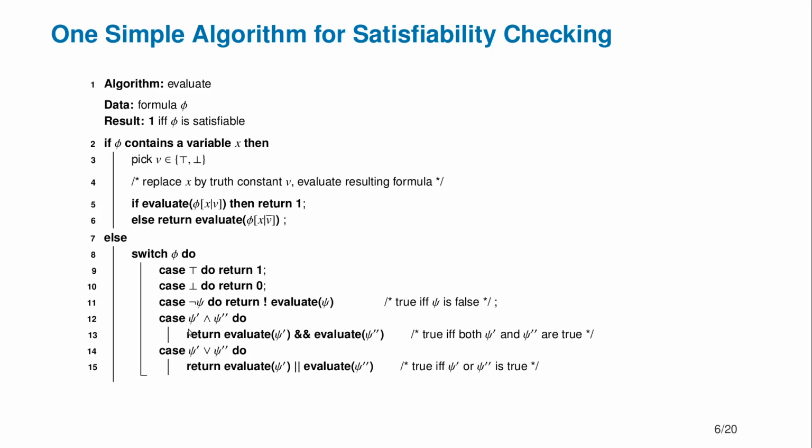Then if this formula phi is a formula phi prime and psi double prime, then we evaluate psi prime, we evaluate psi double prime, and conjunctively combine the returned values. So if both are true, then true is returned. If at least one of them is false, then false is returned. And the same we do for the disjunction. So if the input formula is a disjunction, then we evaluate these two subformulas separately and combine the returned values by the disjunction symbol.